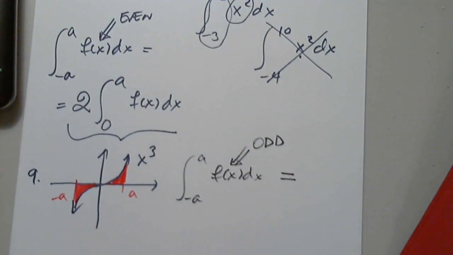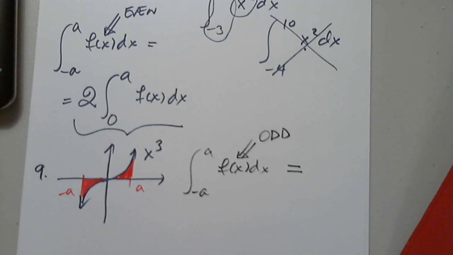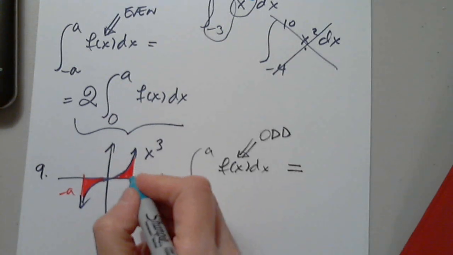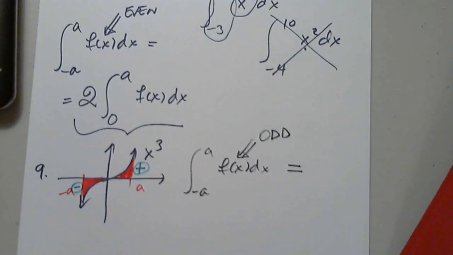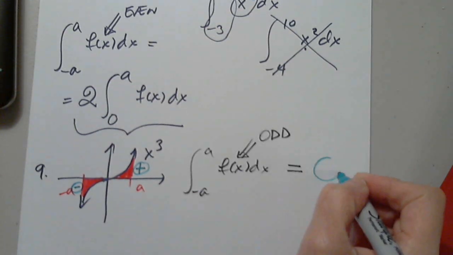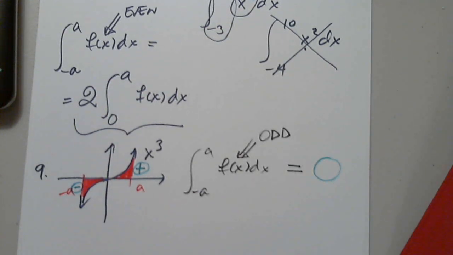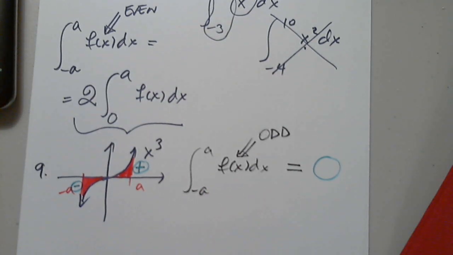What do you think the answer would be? I want to give you a hint. This is a positive area, and this is a negative area. Would the area equal 0? Yes. Thank you. They are equal, but one is positive and one is negative, so when I add them, I get 0. Very convenient. Very important to remember.